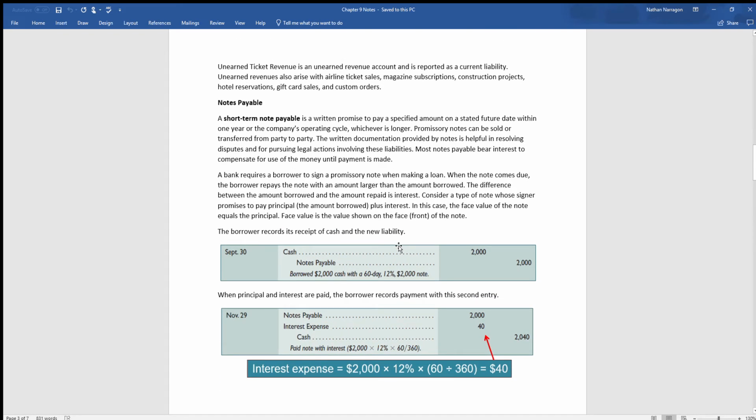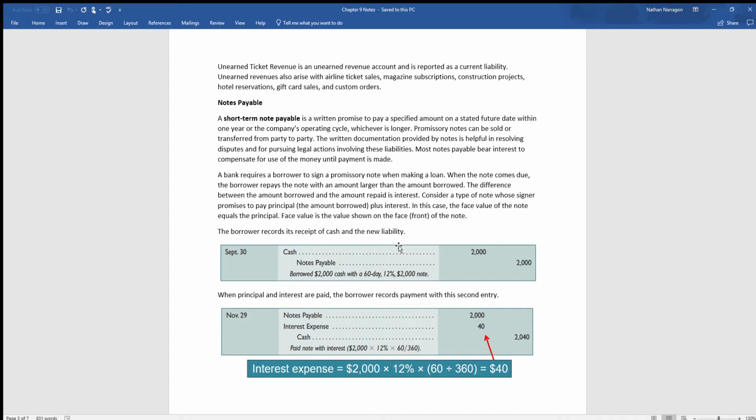So other unearned revenue accounts that we do have to watch out for, of course, also go with airline tickets, even magazine subscriptions. Construction projects are a big one. In fact, in intermediate, you get to learn percentage completion that goes along with this, and construction, which is actually pretty cool, especially if you're an accounting major. Hotel reservations, again, we got them in advance. Gift card sales, and of course custom orders. But gift cards is a fun one also.